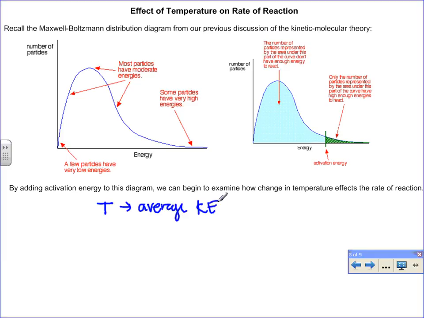system. So what we want to do first, before we explain the effect of temperature on the rate of the reaction, is understand the relationship between the kinetic energy and the particles in the system. This is a graph that shows us the number of molecules with a certain amount of kinetic energy in the system.